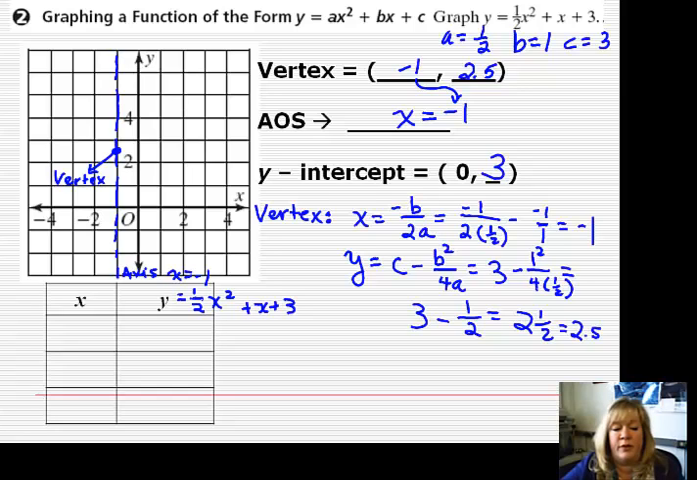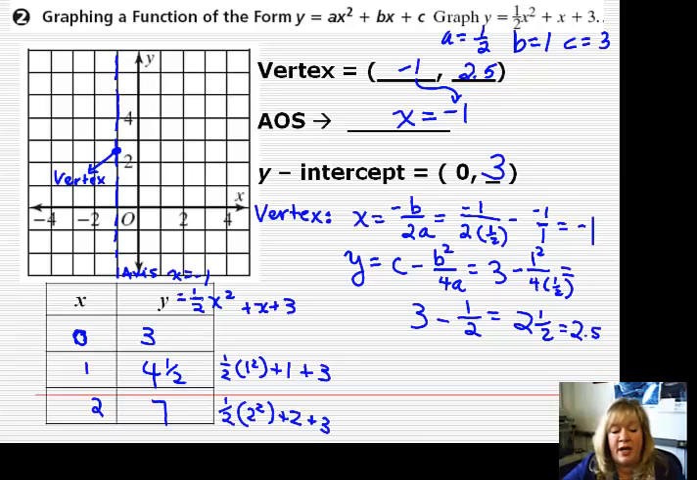I'm going to make a chart if you want to get a couple other points on there. 0, 3 we already have. If I put a 1 in for x, I'm going to get 4.5. And if I put a 2 in for x, I'll end up with 7. Once I plot those points, what you can do is reflect them across the axis of symmetry and then connect them. So there's what the graph would look like. The only reason you do some extra points is to get your curve to look very accurate and very nice.